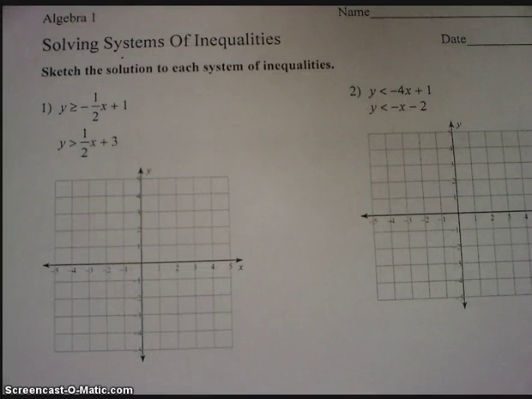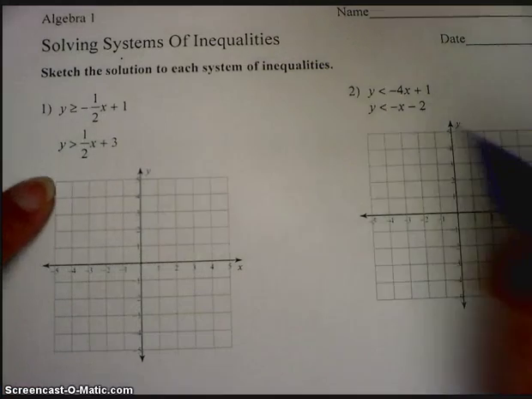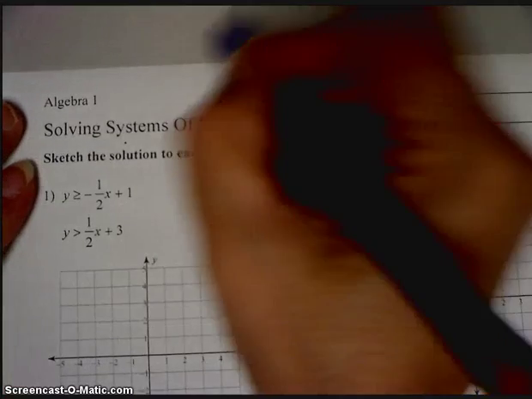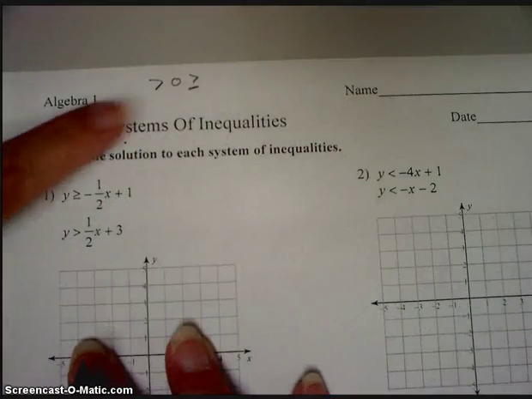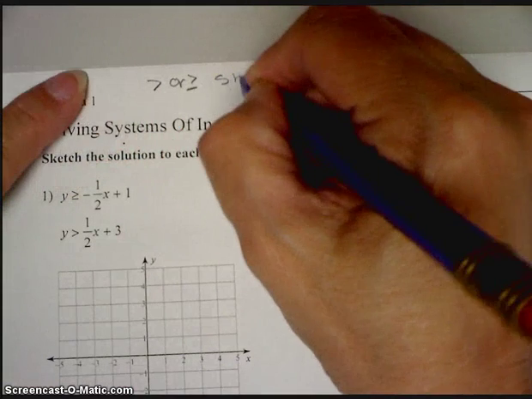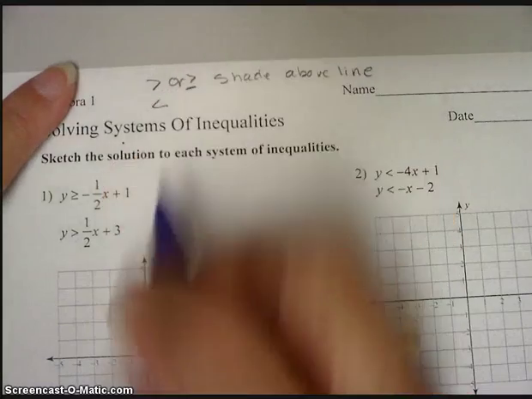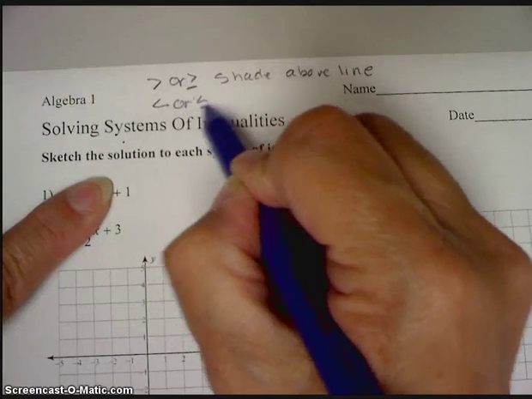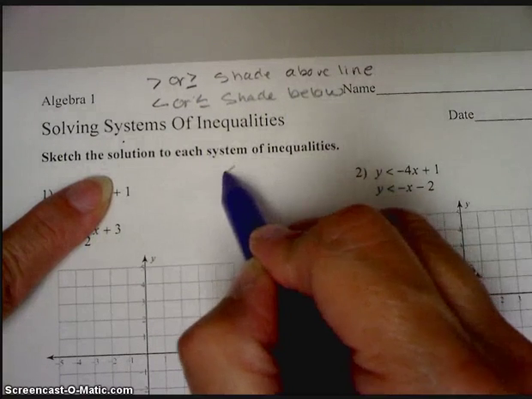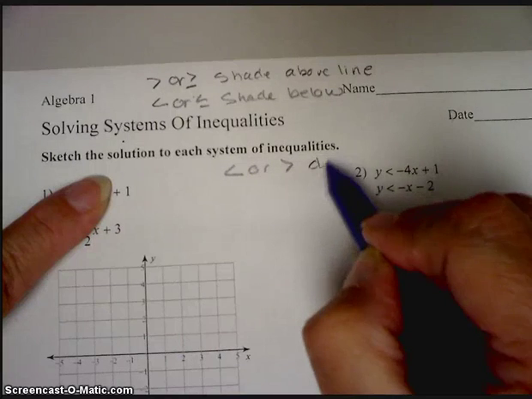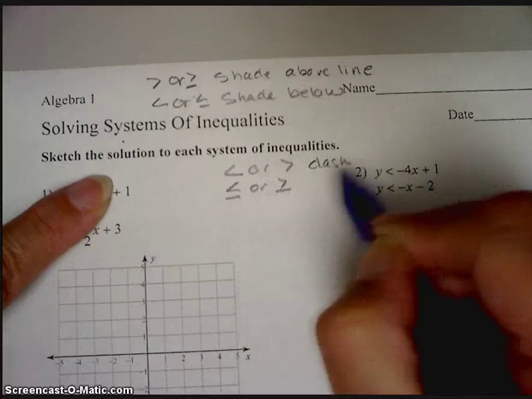Okay, so in this video we're going to work on solving systems of inequalities. To do these, a couple things we need to go over: when you have this or this, that is greater than or equal to, you're going to shade above the line. If it's the opposite, less than or equal to, shade below. If you have this or this, it's a dashed line. If you have this or this, it's a solid line.